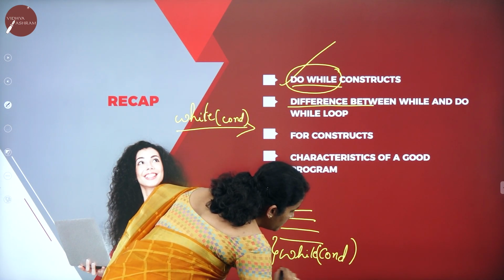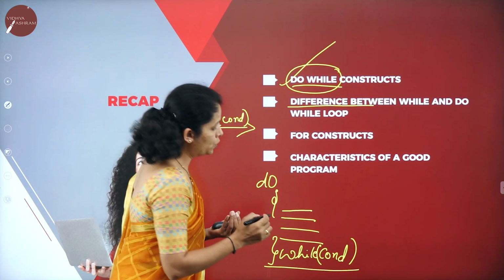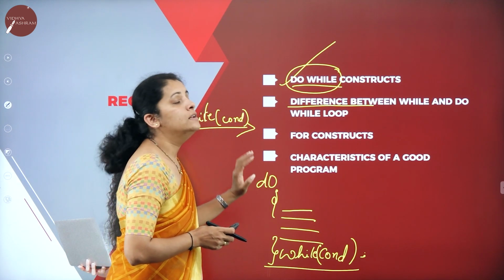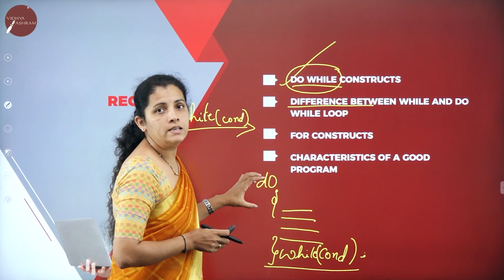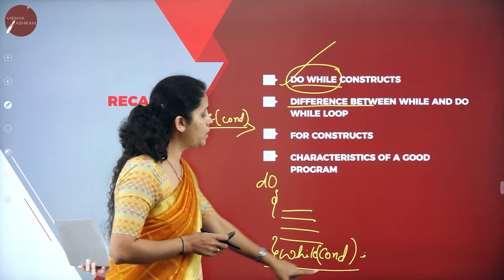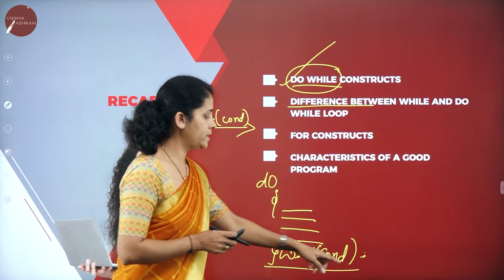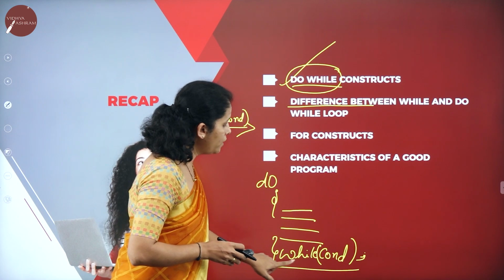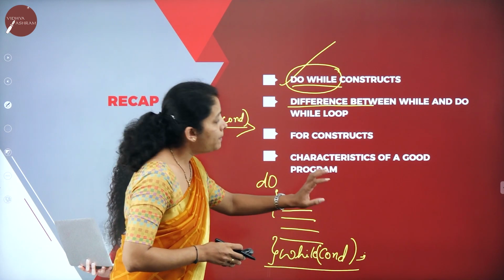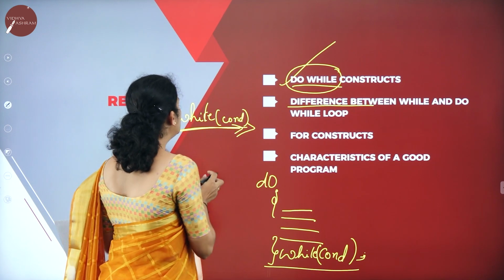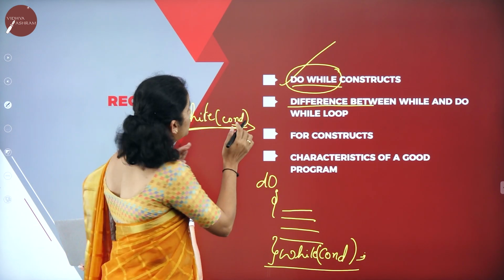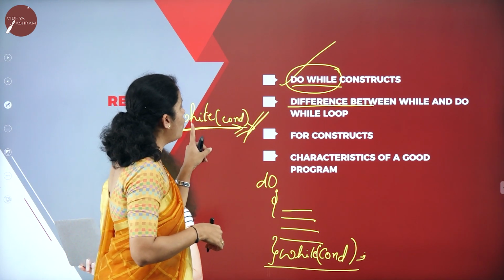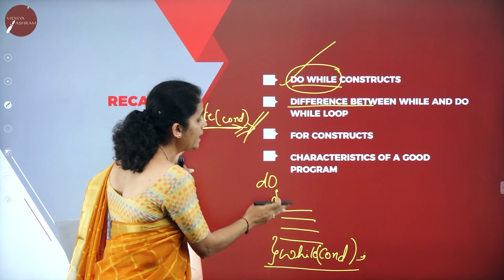Just remember that do-while is defined in such a way that I want to end my while statement. For that reason, I put a semicolon at the end of the while condition. Whereas if I'm using a while loop, there is no need to put any semicolon at the end of the while condition. So this is another difference.